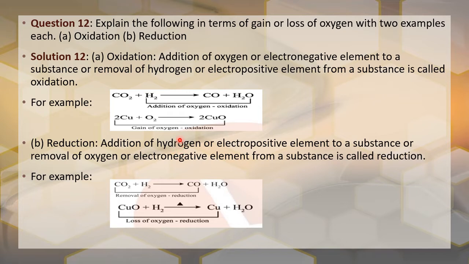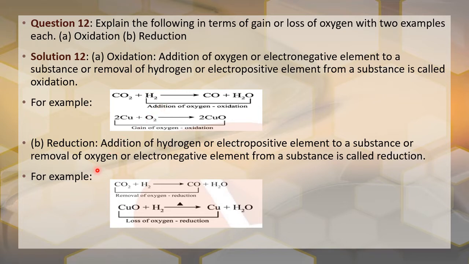There it was addition of oxygen. Here it is addition of hydrogen. For oxidation, what was the second part? It was the removal of hydrogen. But here, removal of oxygen. So oxidation and reduction are quite opposite. Oxidation is the addition of O or removal of H, whereas reduction is addition of H or removal of O.